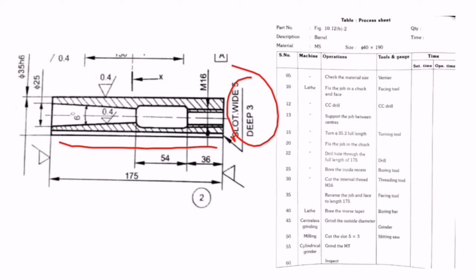So that slot should be cut on milling machine with the slitting saw. After that, grind the MT. MT is nothing but Morse taper. So grinding this Morse taper with a cylindrical grinder. Finally, inspect the element. So this is about the process sheet of barrel.